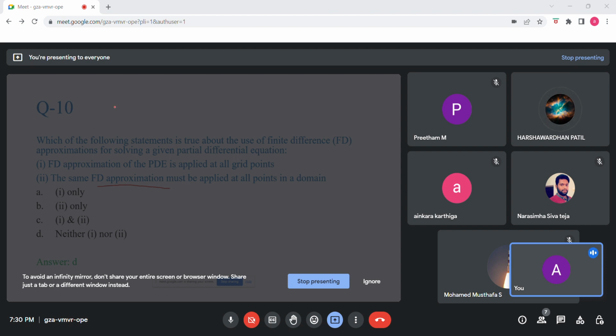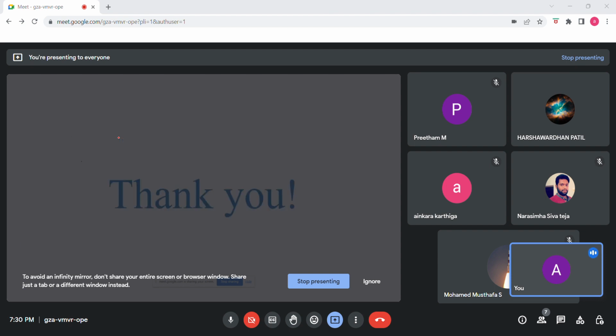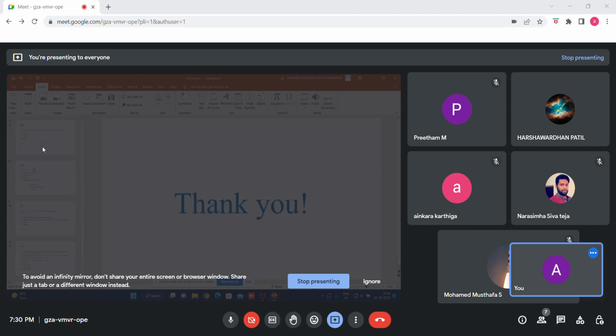So both of the statements need not be true in all the cases. So neither one nor two is true about the use of finite difference approximations for solving the given partial differential equations. So these are all the questions we solved for today. If anyone is having any questions related to this, you are free to ask. Next week we'll be seeing many problems because there is more time, so we'll see more problems in the coming weeks than 10 questions.